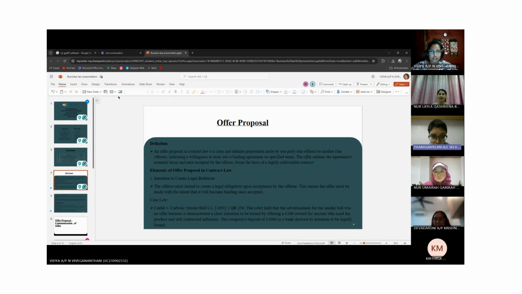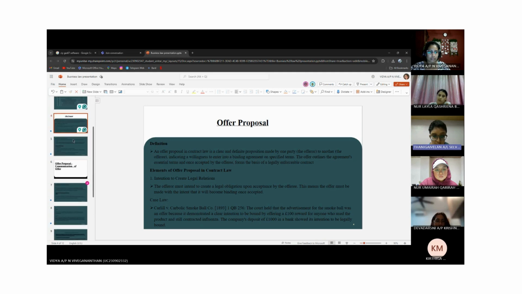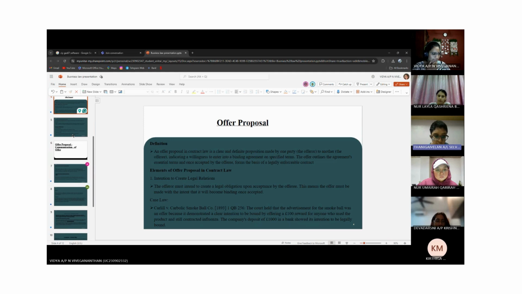Okay, offer proposal. The definition of offer proposal. An offer proposal in contract law is a clear and definite proposal made by one party, the offerer, to another, the offeree, indicating a willingness to enter into a binding agreement on specific terms. The offer outlines the agreement's terms, and once accepted by the offeree, forms the basis of a legally enforceable contract.